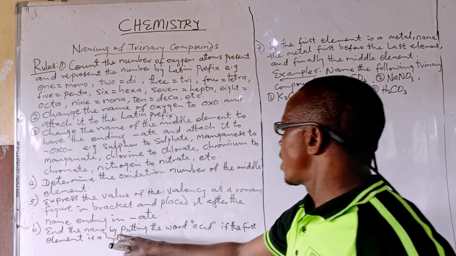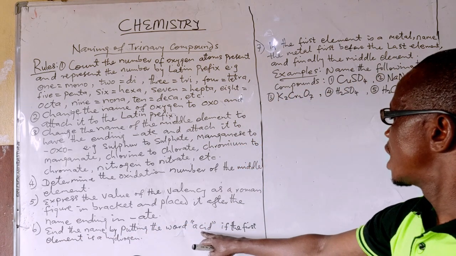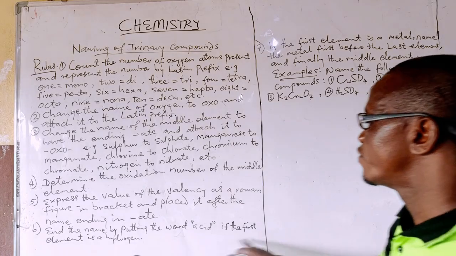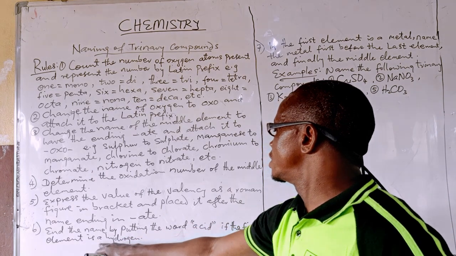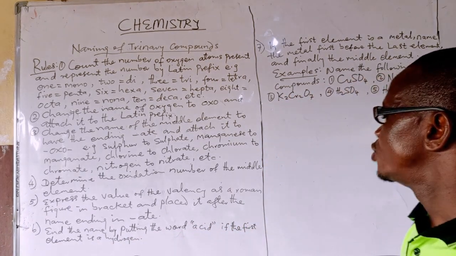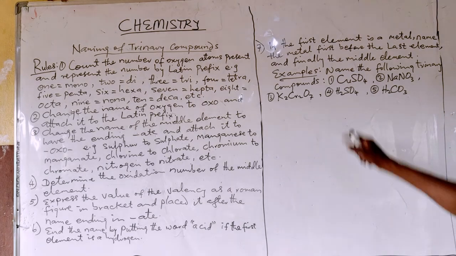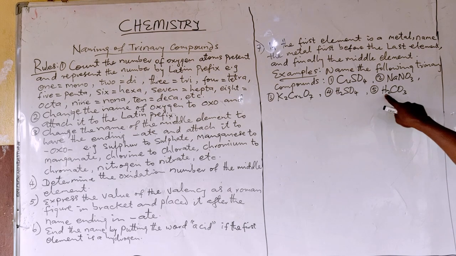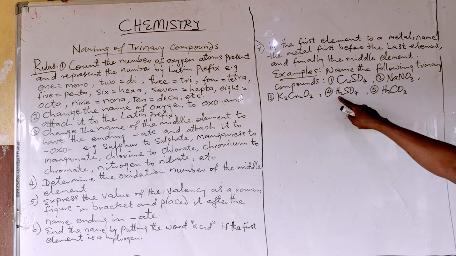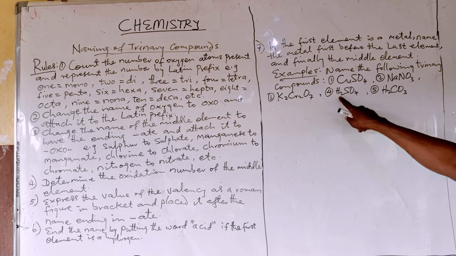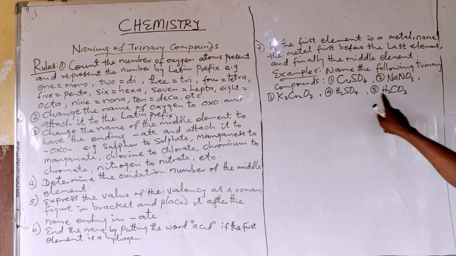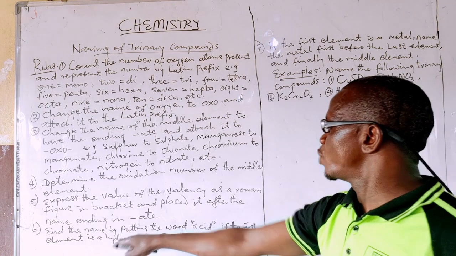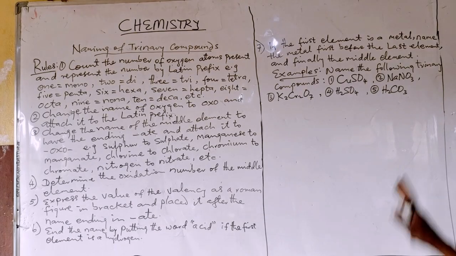End the name by putting the word acid if the first element is hydrogen. So like here you see the first element here is hydrogen, the first element here is hydrogen, so they are acids. So you end the name with what? Acid. We will get there.